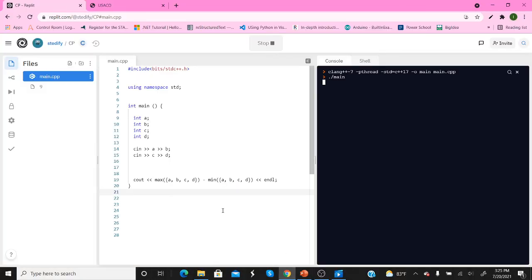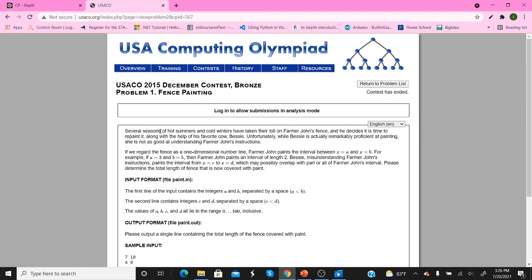Alright, so yeah, with the USACO problems, let me know down in the comment section if you guys got any other solutions. But yeah, that's my solution for the 2015 USACO bronze problem 1, fence painting.